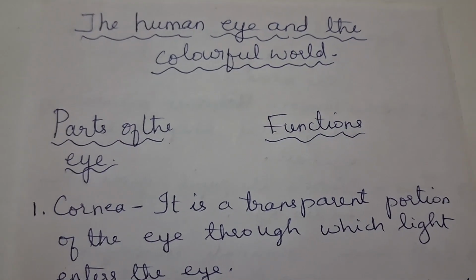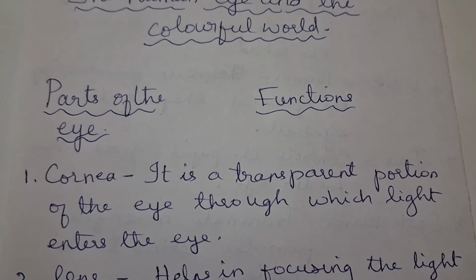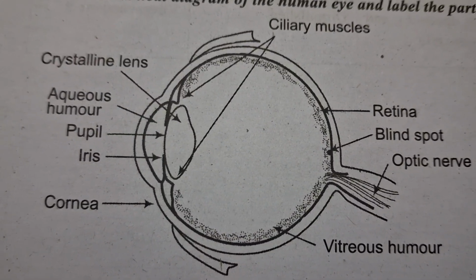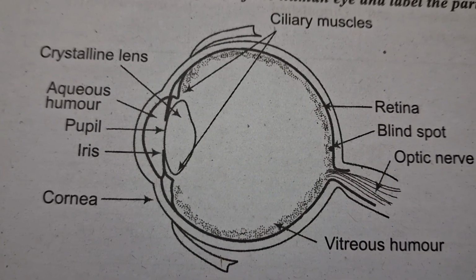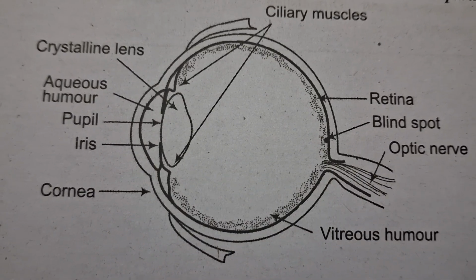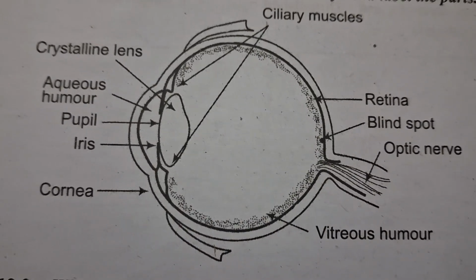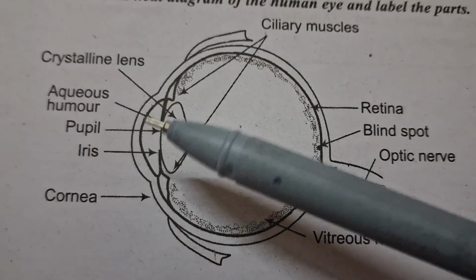So let's see the parts of the eye. Before that, we'll see the diagram of the eye. This is the structure of an eye. We have a pair of eyes located in the skull region, that is, in the face region, in the socket region. Above the nose you find the eyes located. In the eye, you find this bulb region.